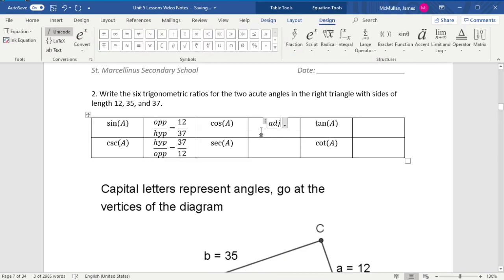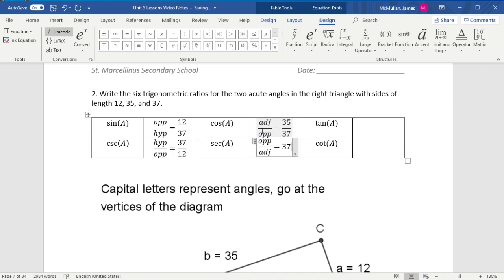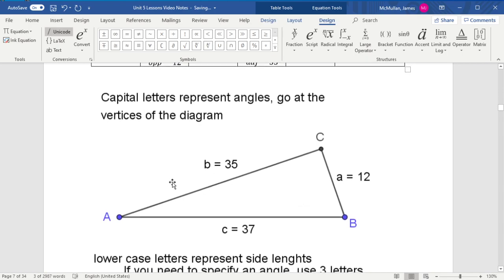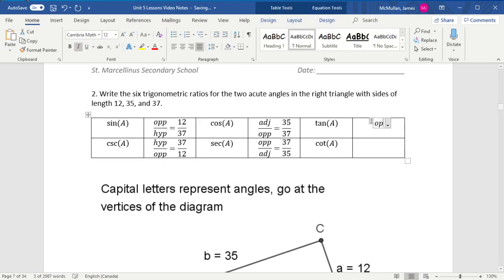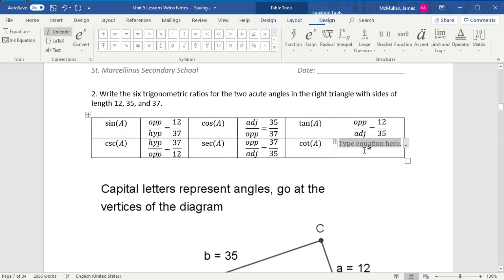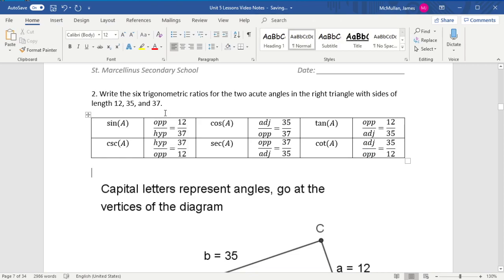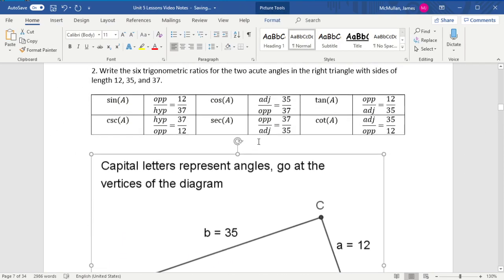The cos was the adjacent over the hypotenuse, which would be 35 over 37. The secant is the hypotenuse over the adjacent, which is 37 over 35. And the tan, right, let's look at the tan, is the opposite over the adjacent, which is 12 over 35. Finally, the cotan would simply be the adjacent over the opposite, which is 35 over 12. Okay, so these are the 6 ratios if I was looking from the perspective of angle A.